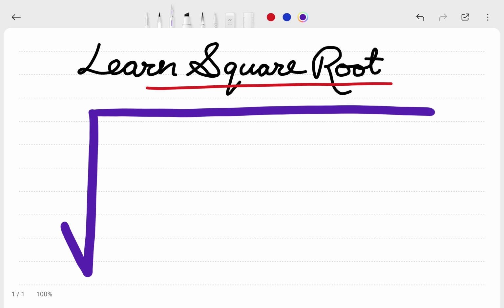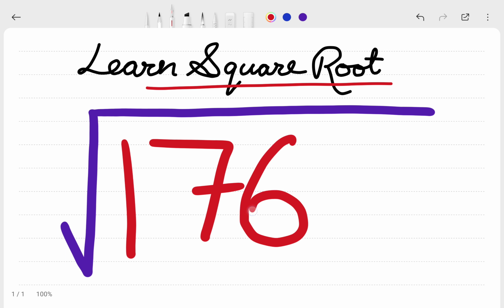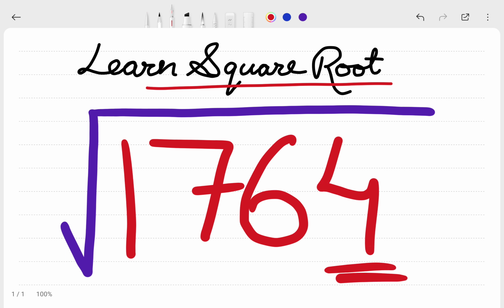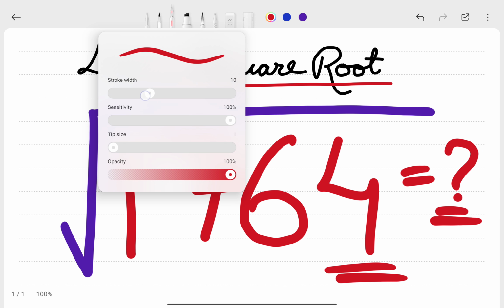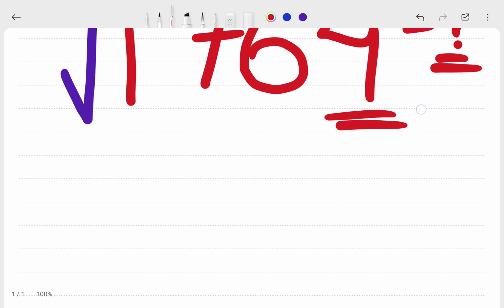Using long division method. And today we have a 4-digit number of which we will be finding out the square root by long division method. And that number is 1764. Yes, 1764. So let's get started without wasting our time and get to know what is the square root of 1764.